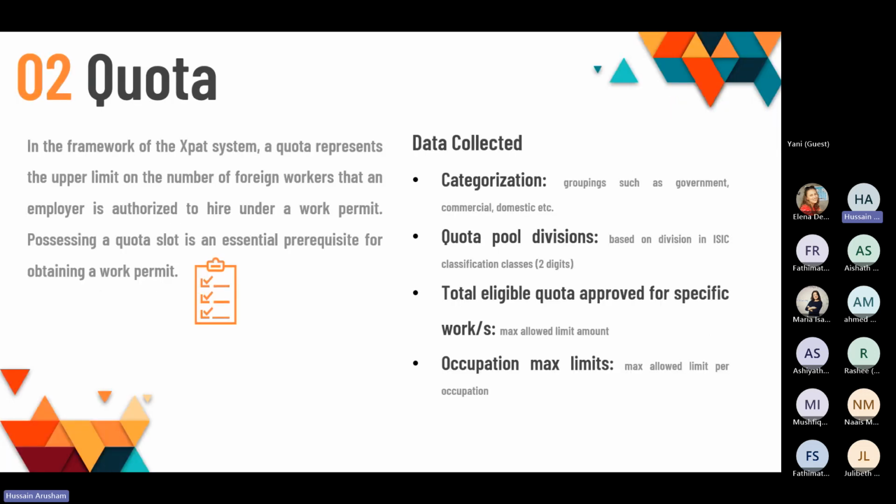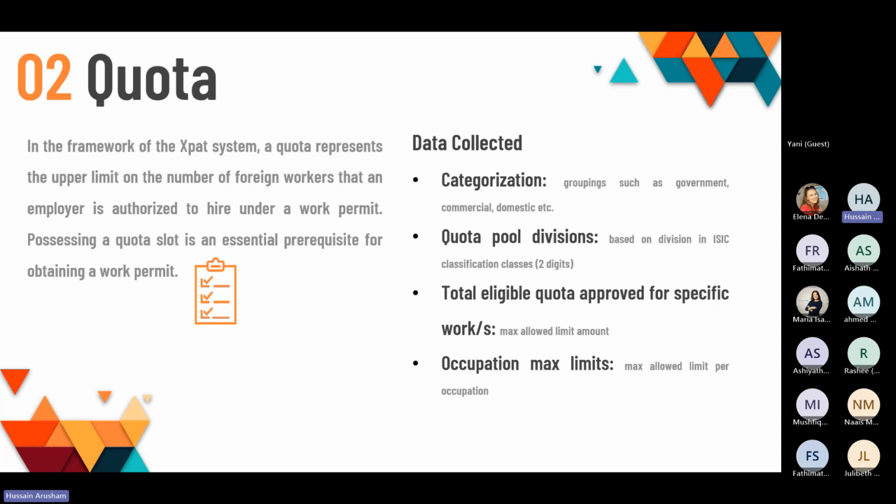The next one is the quota. As I mentioned, quota is an upper limit on the number of foreign workers an employer is authorized to hire under a work permit. So this is a prerequisite for obtaining a work permit. In quota, as we have already collected so much data within the site registrations, we do not collect so much data because we just rely on those data, but enhance it only a little bit further.